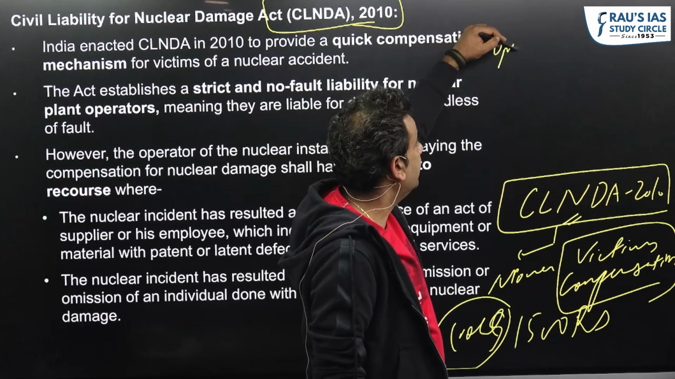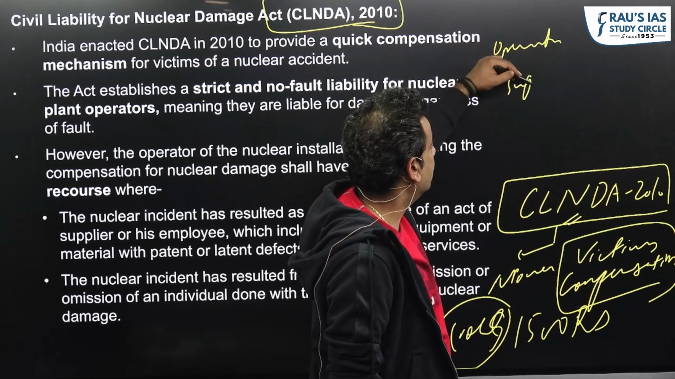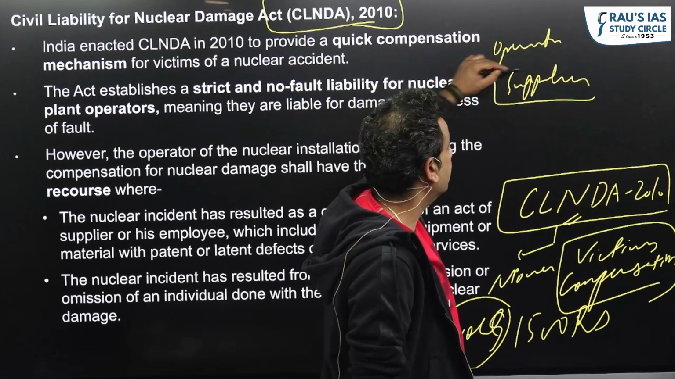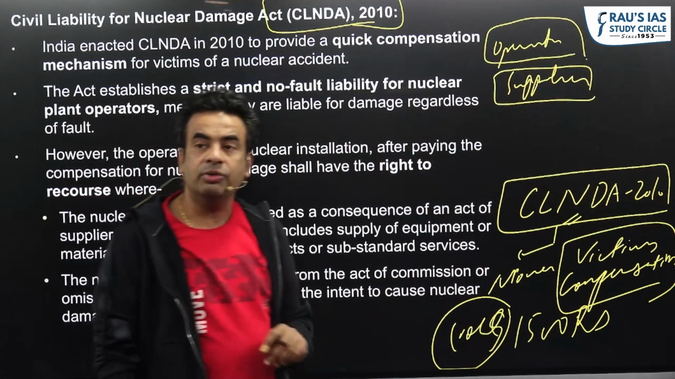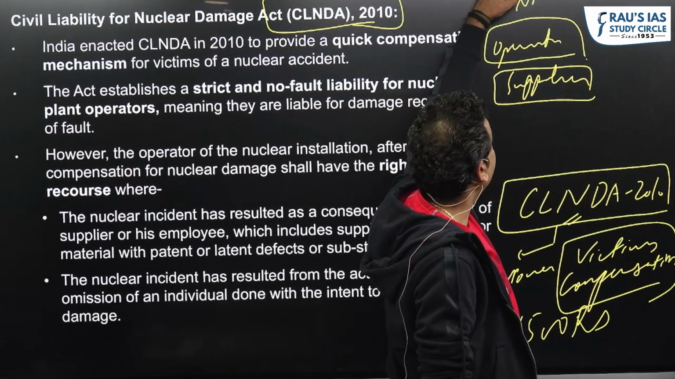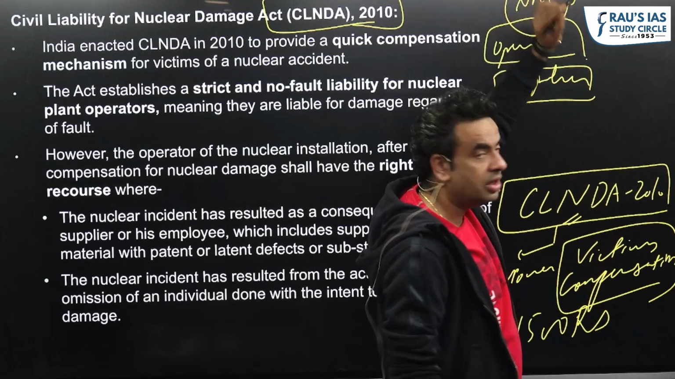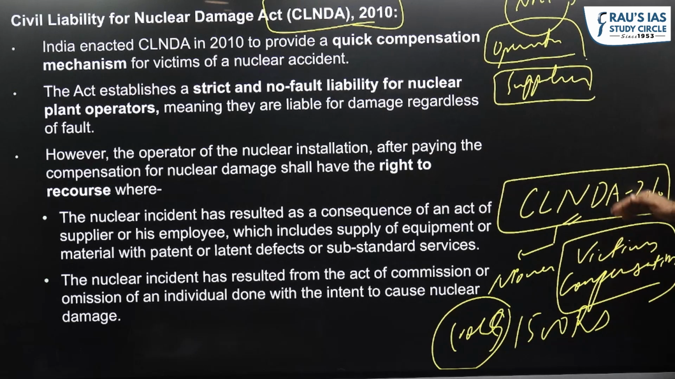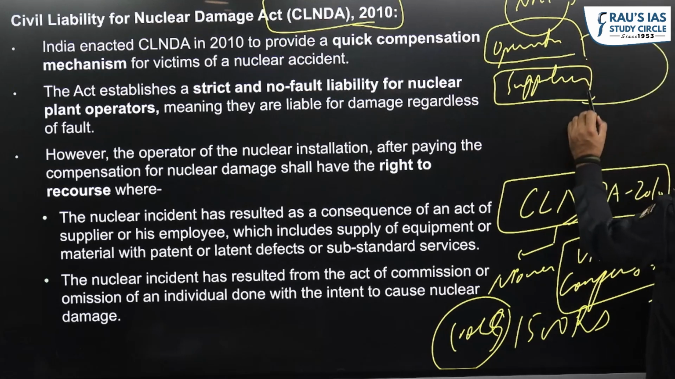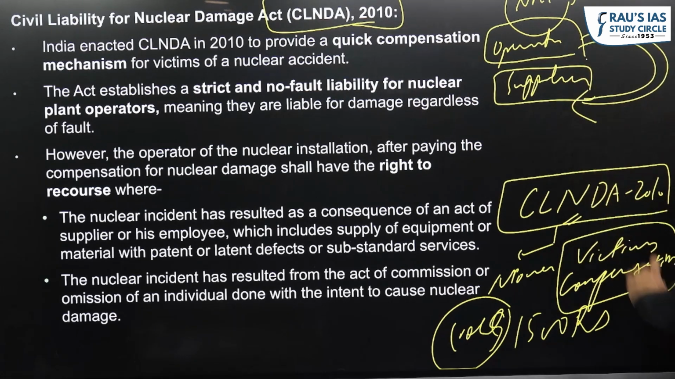Is the operator going to compensate this money, or the supplier of these equipments? Now, the operator of nuclear power plants in India is NPCIL, the Nuclear Power Corporation of India Limited. So under this law, it was decided that in case of an accident, NPCIL has to compensate the victims. But there's a clause within CLNDA which says that if the operator can prove that the accident is because of equipment failure, they can pass on their liability to whom? The supplier. But they have to prove it.